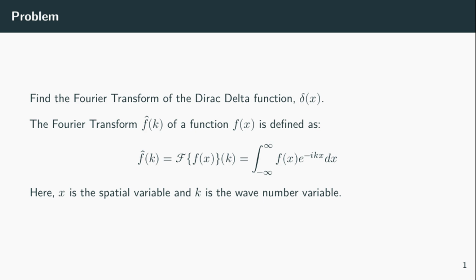Just to quickly remind ourselves, the Fourier transform of a function f of x, which we denote as f hat of k or F of f(x) of k, is defined by this integral here. It's the integral from minus infinity to infinity of f of x multiplied by e to the power of minus iota kx, and then we integrate with respect to x. Here, x is our spatial variable and k is often thought of as the wave number variable.